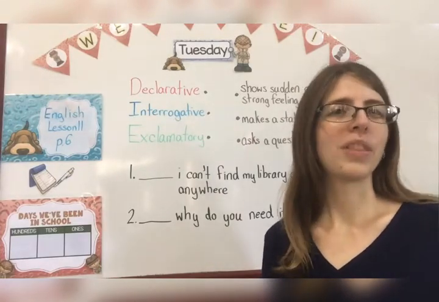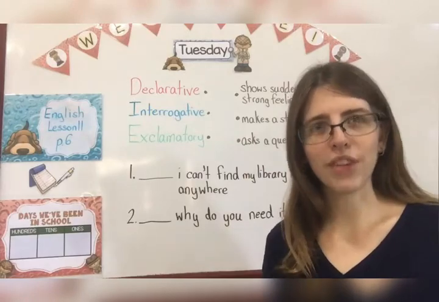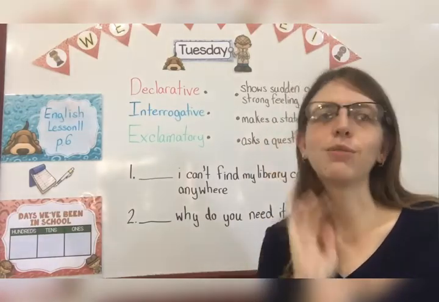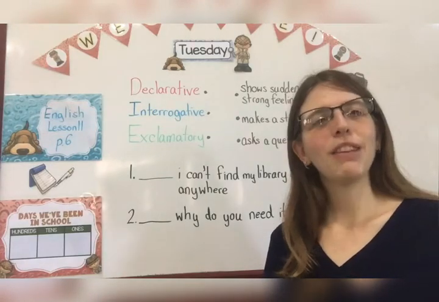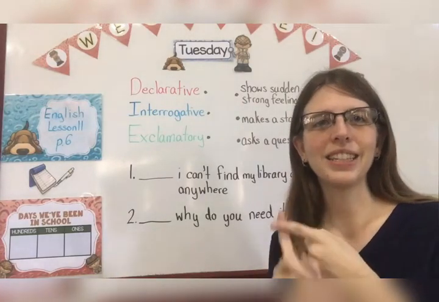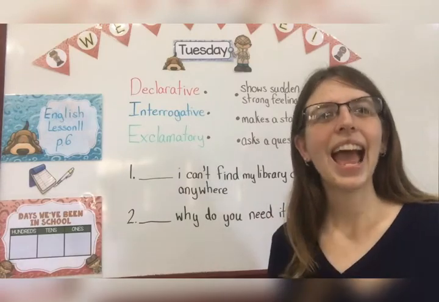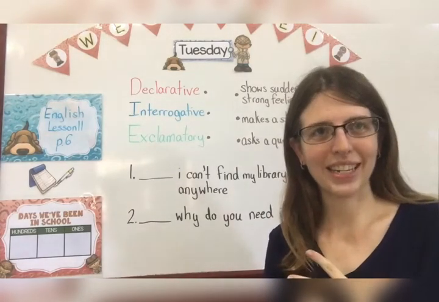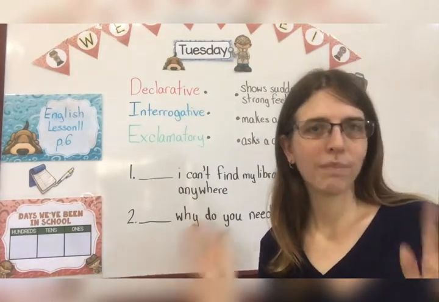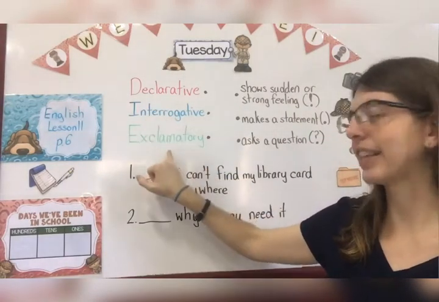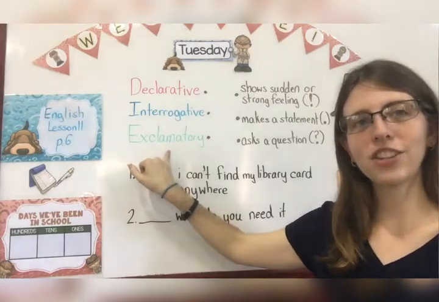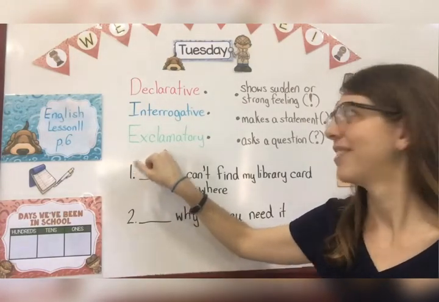We're going to start with a little bit of a review. So first of all, let's review our 3 types of sentences that we've already learned. We've learned about the declarative sentence, the interrogative sentence, and the exclamatory sentence. So let's take a look. Declarative, interrogative, exclamatory. I want to match them up with the right description.